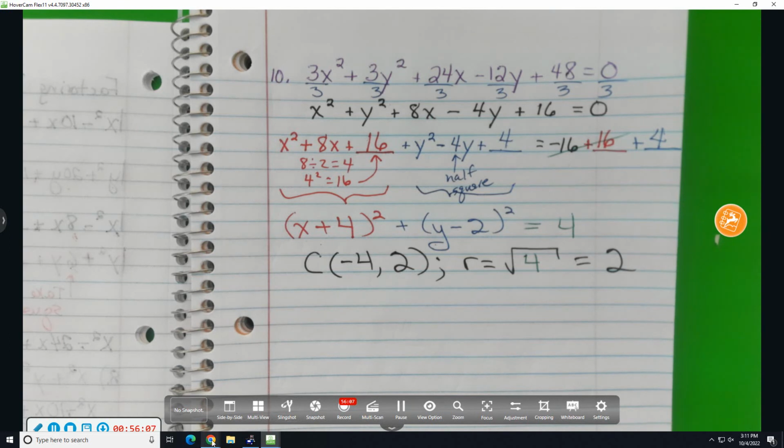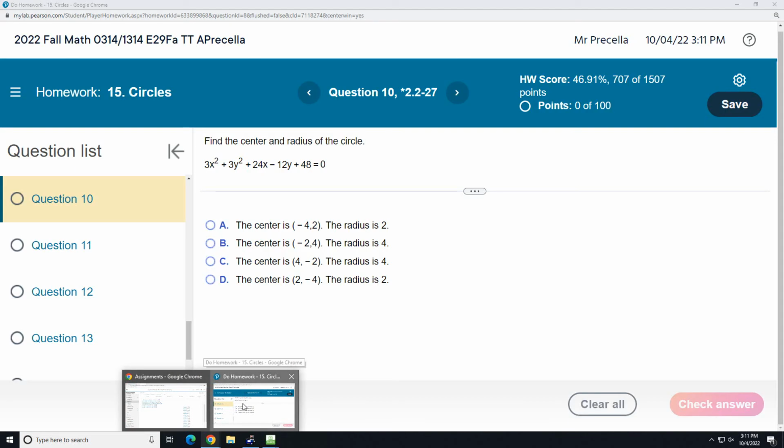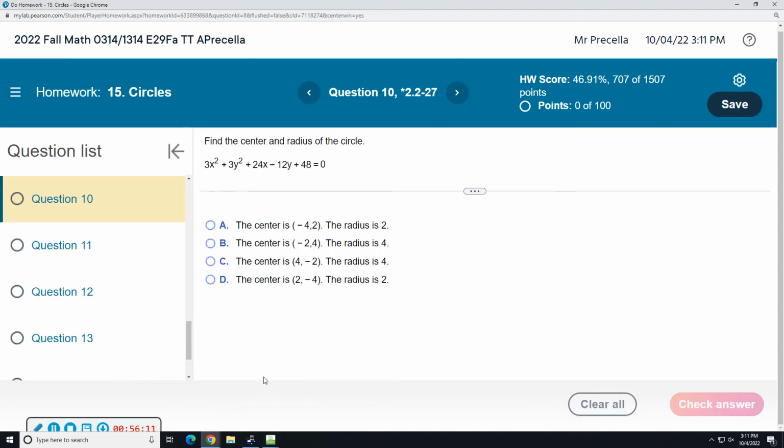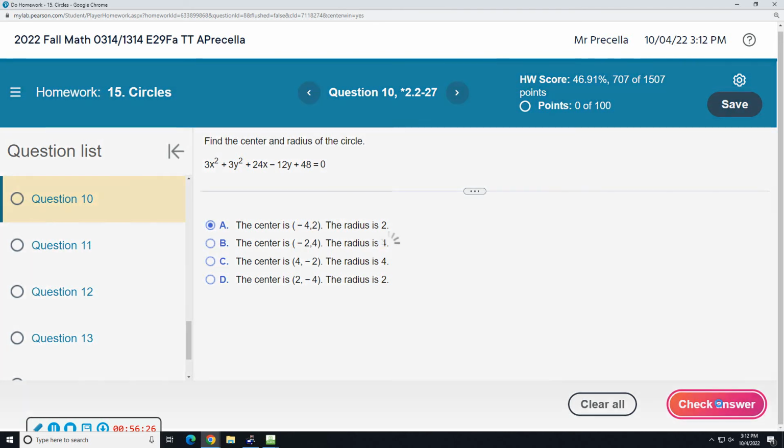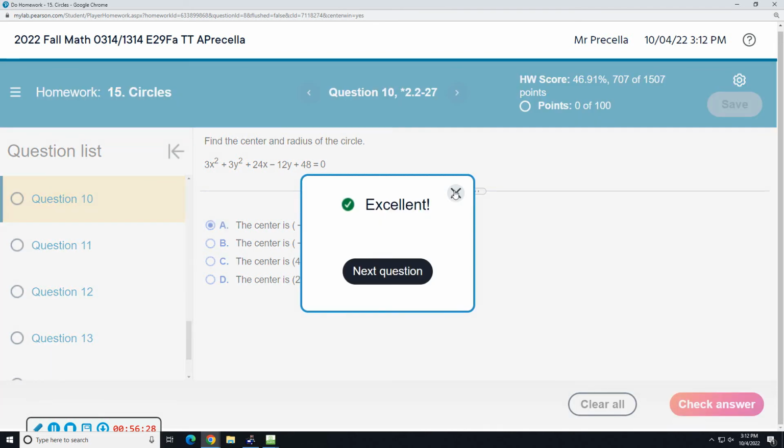Okay, so, I forgot, we don't have to use that graphing tool. Oh my gosh, which one is it? A, B, C, or D? It is A, -4, +2, radius 2. Yeah, okay, A. We're not even graphing it, we're just finding the center and radius.